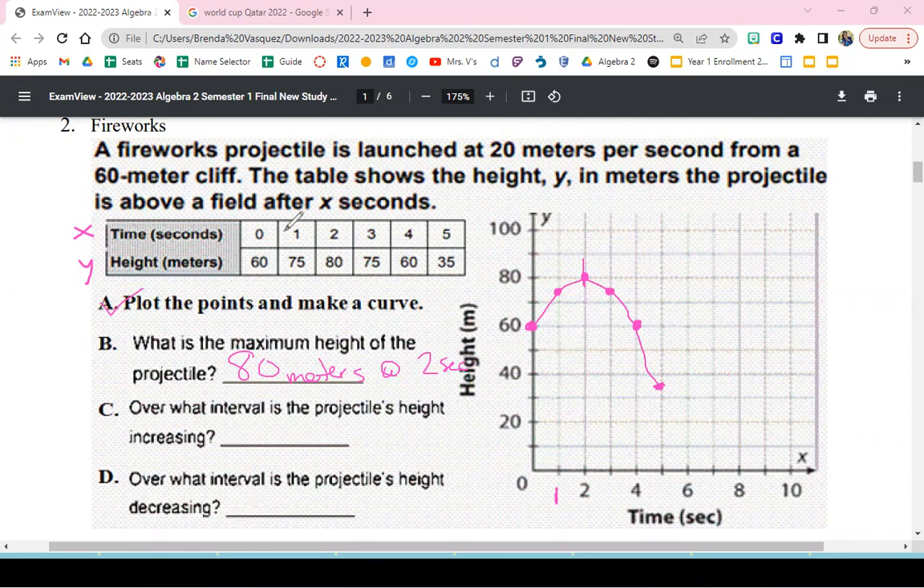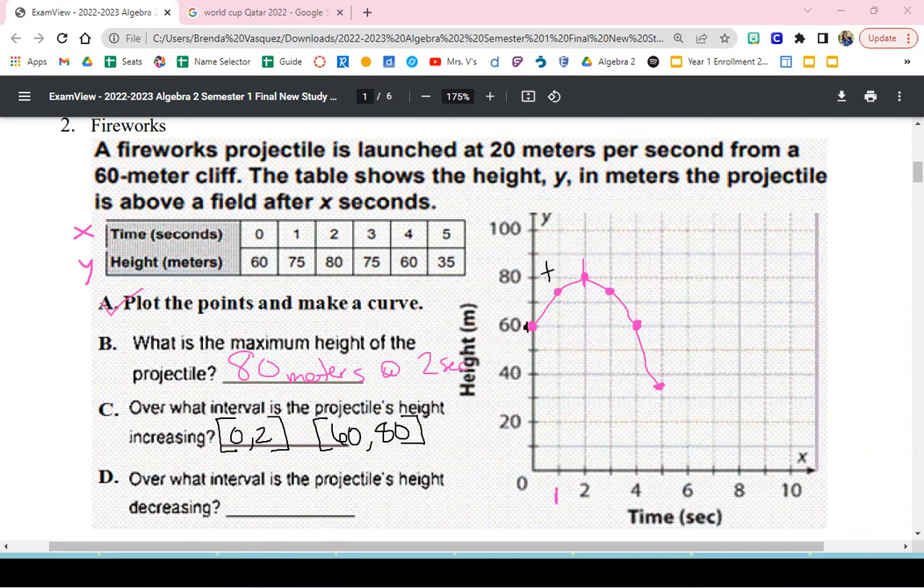What did we start with? We started at 60 and it went all the way to 80. So between what times? 0 and 2. So between 0 and 2 seconds it increased, from 60 all the way up to beautiful 80 meters. All right, so this is increasing.